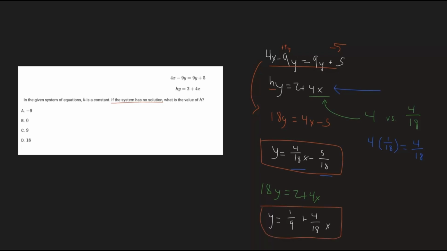We can clearly see that they have the same slope of 4 over 18, right? But they have different y-intercepts, as we wanted before. So this one has a y-intercept of negative 5 over 18. This one has a positive y-intercept of 1/9. This is messy. But because of that, we know the constant h is going to be the letter D, 18.